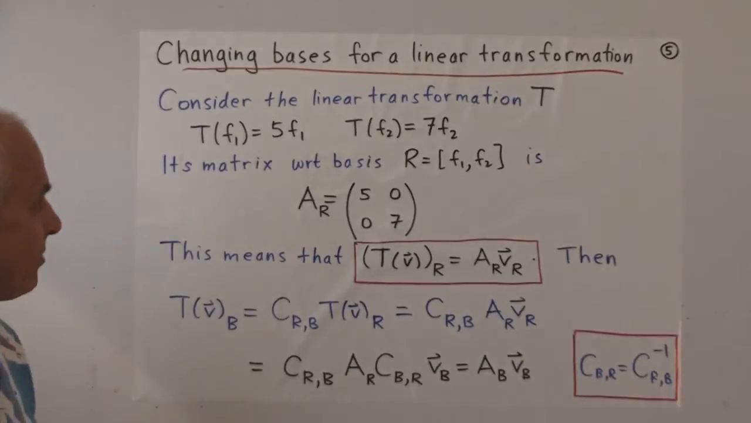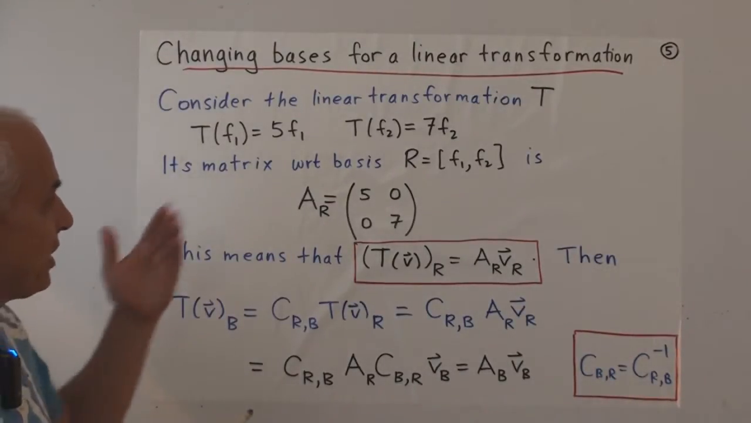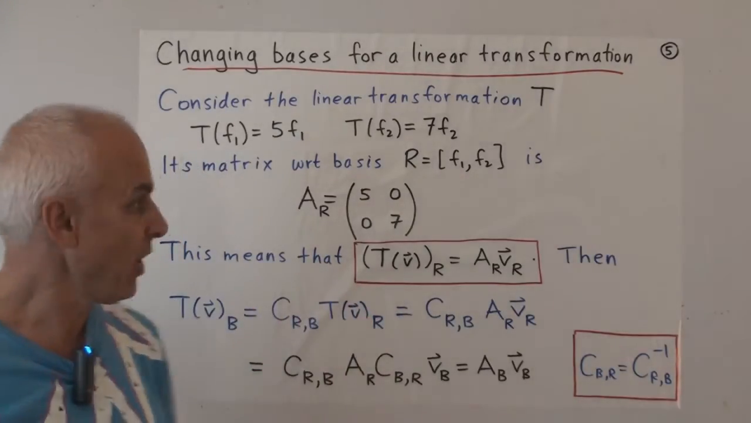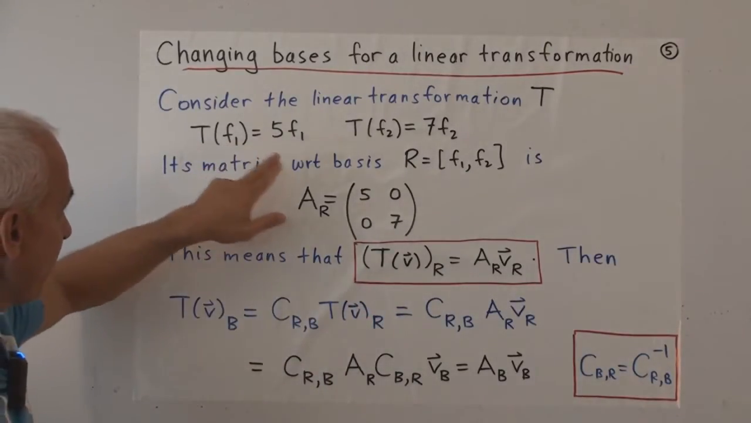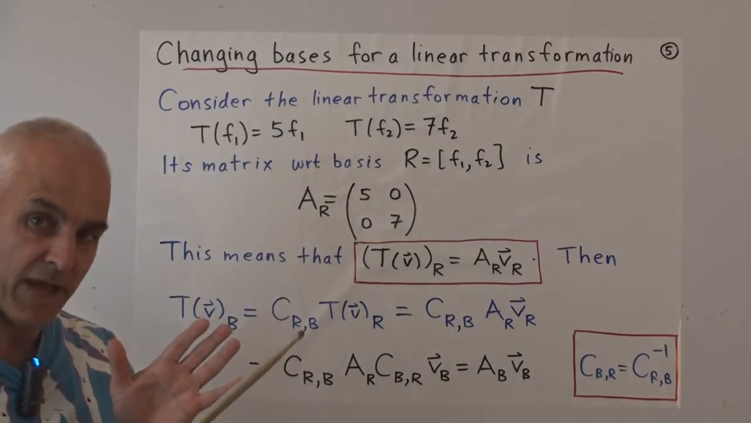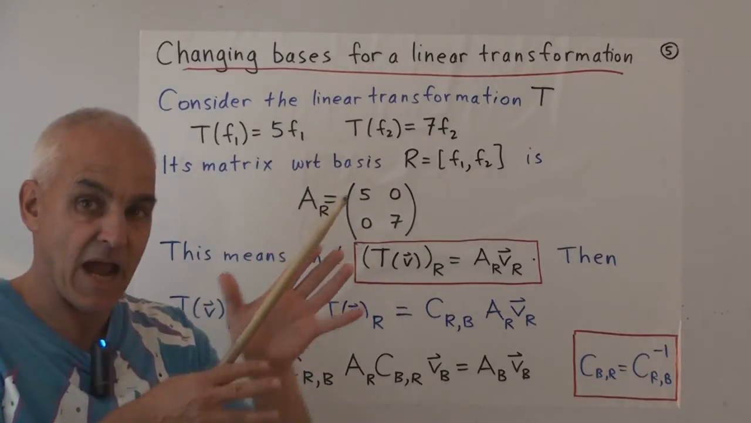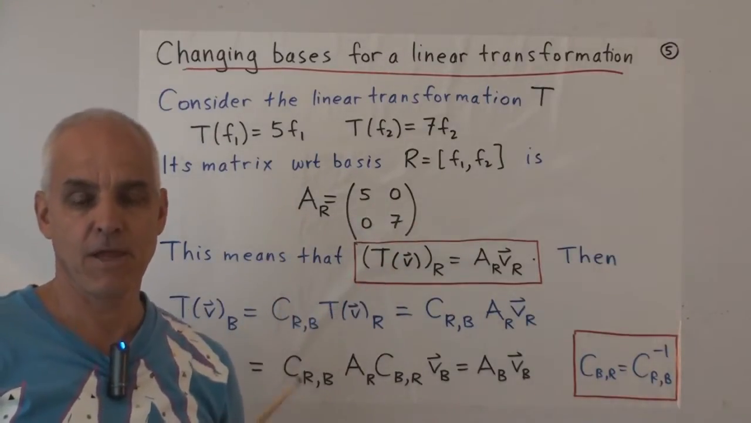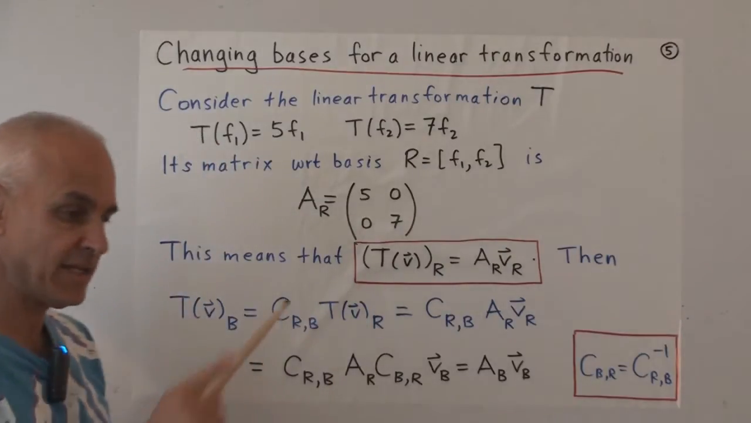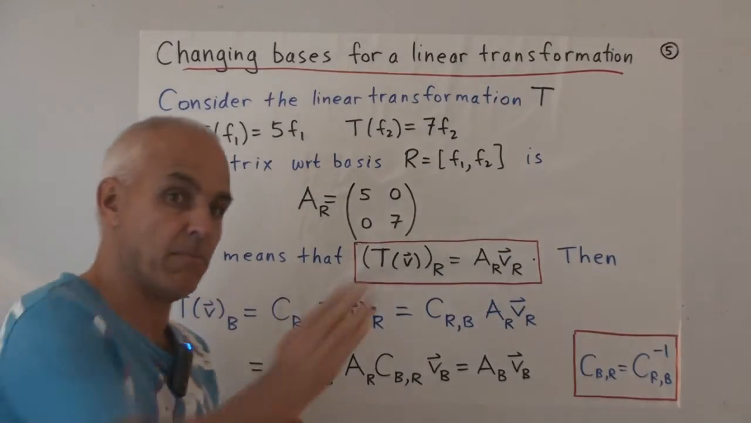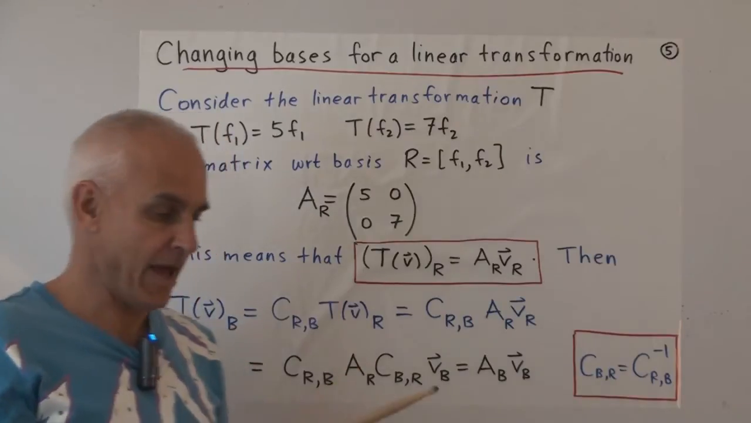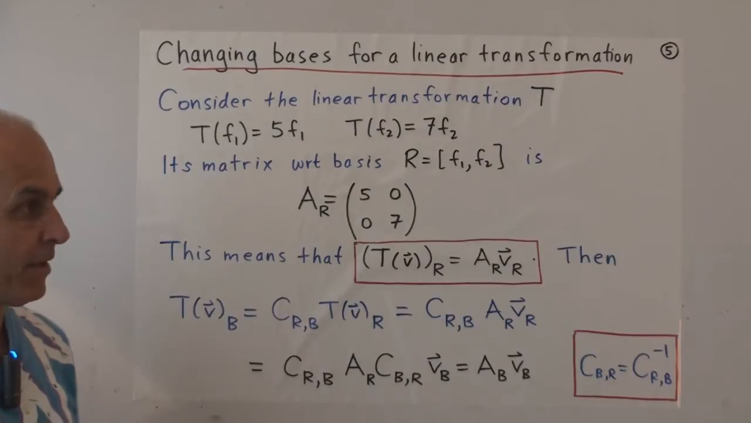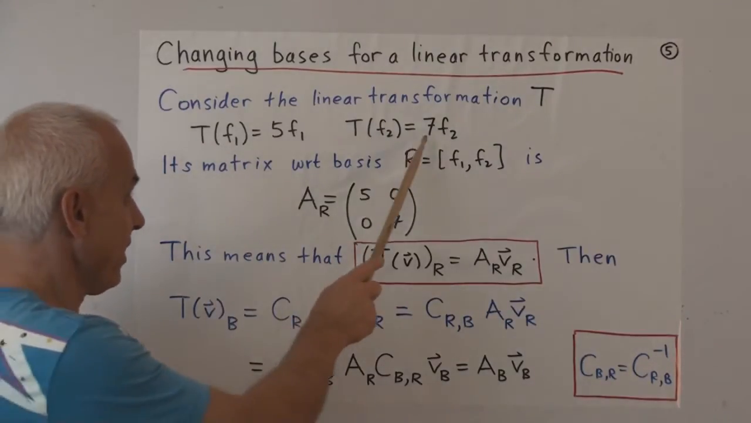So let's start with an example. Let's look at a linear transformation which is particularly simple in Rachel's system. We're taking Rachel's basis vectors, F1 and F2, and supposing we have a transformation which is a mixed dilation in Rachel's system. What does that mean? It takes the first basis vector and multiplies it by some number, and it takes the second basis vector and multiplies it by a different number. In this case, the numbers happen to be 5 and 7.